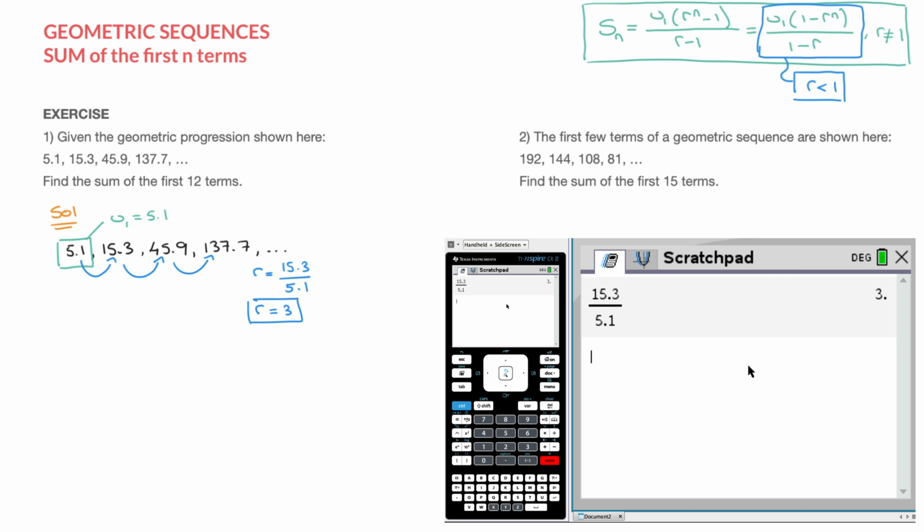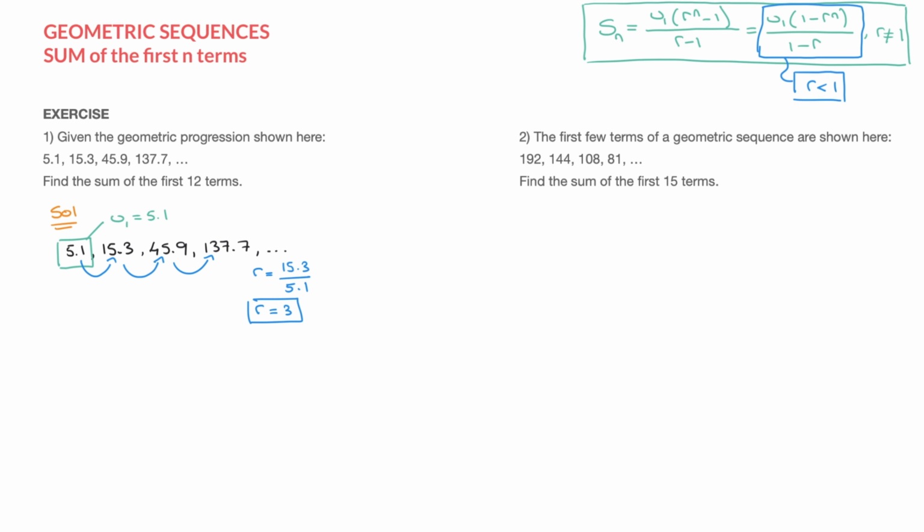There we go. Okay, now that we've made a note of the first term as well as the common ratio, we're ready to use the formula to calculate the sum of the first 12 terms. And so keeping in mind that the common ratio we have here is 3, which is bigger than 1, I'll go ahead and use the first formula we have here.